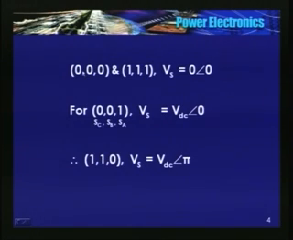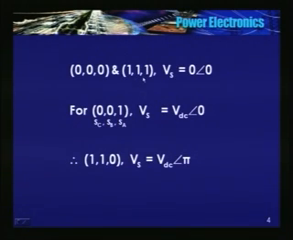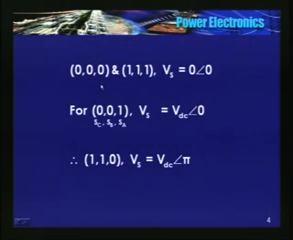And for the 0 vectors or null vectors, wherein all lower devices are on or when all upper devices are on, the magnitude of the space vector is 0 and the angle is also 0. Okay. So in the xy plane, this is at the origin. So if the upper 3 are on or the upper 3 are off, the space vector with the magnitude 0 is at the origin.